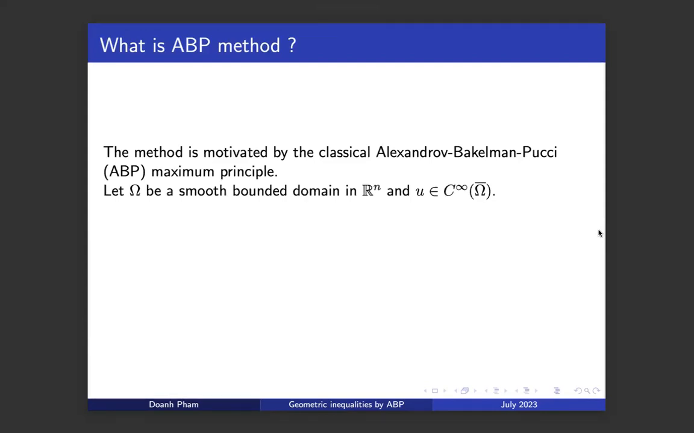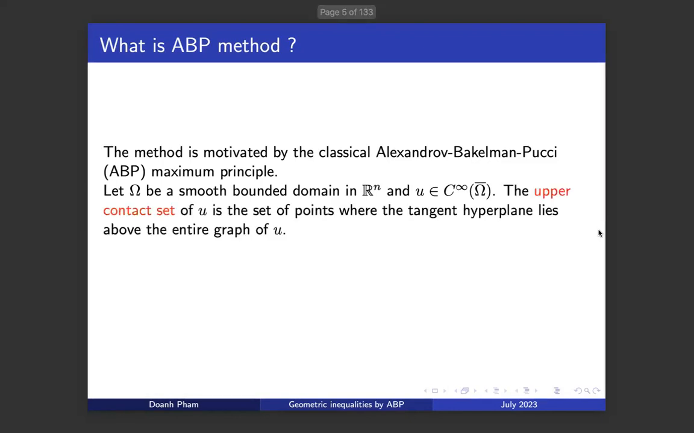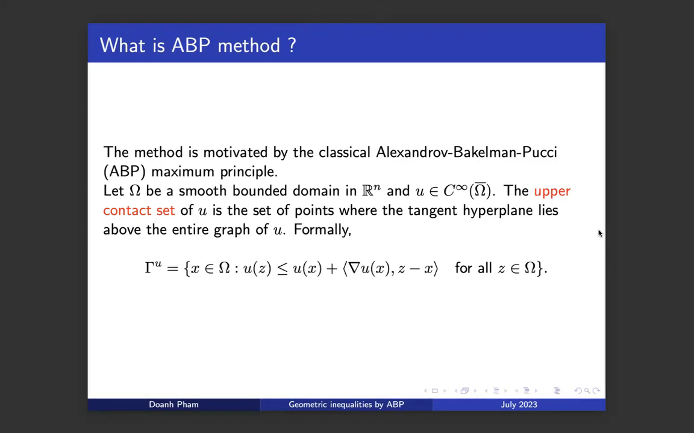So let omega be a smooth bounded domain in the Euclidean space of dimension n, and U is a smooth function on omega. Then there is a notion called the upper contact set of U, which is defined as the set of points where the tangent hyperplane lies above the entire graph. So formally, gamma U is given by this formula. So the ABP method is about analyzing the upper contact set of a function.